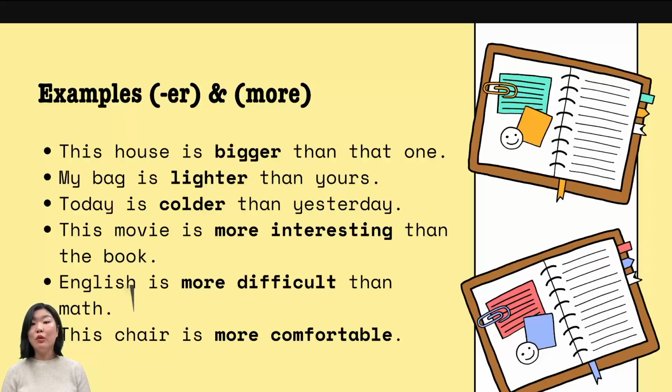This movie is more interesting than the book. So we're comparing this movie and the book. English is more difficult than math. We're comparing English and math. This chair is more comfortable. In this sentence, it's comparing two chairs. This chair must be more comfortable than the other chair.